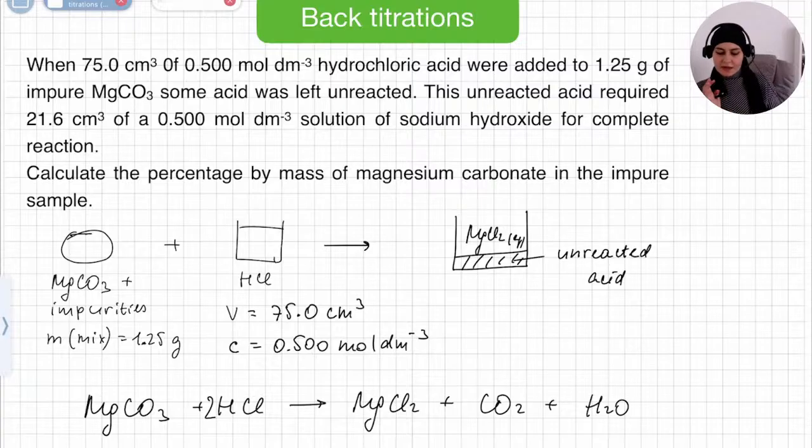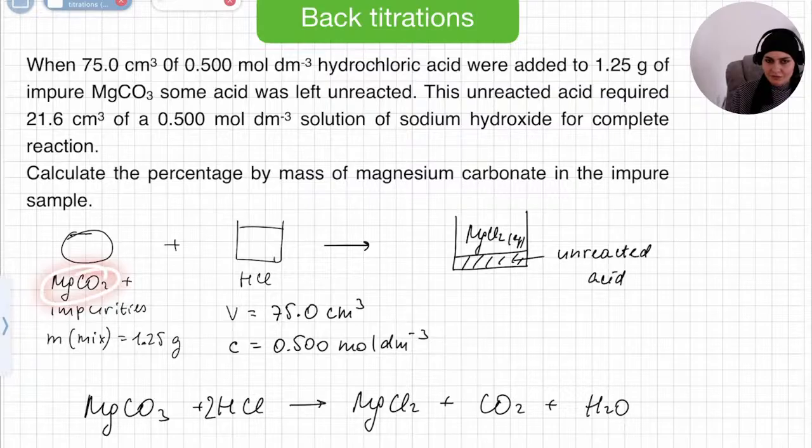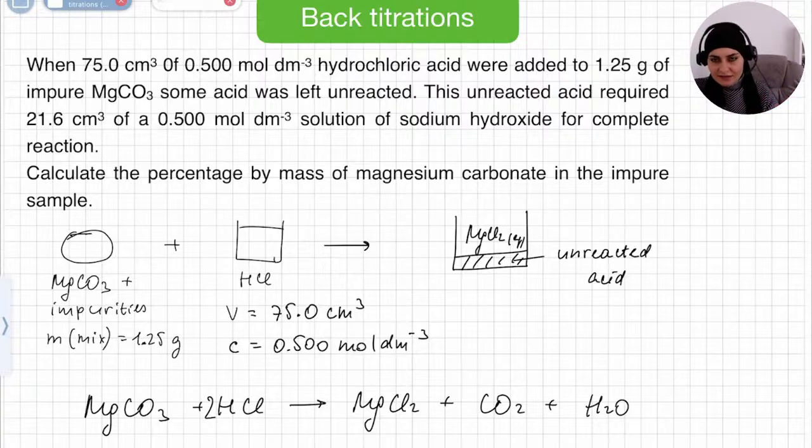right? And this is where we start the back titration. So you see what they did. They've taken some substance which was in the mixture or impure, for which you had to find the moles or concentration or percentage by mass. So you need to find something about MgCO3 in the mixture, and you cannot titrate it directly for some reason. Then what you can do is react it with excess of acid or with excess of some other substance, and then titrate that unreacted amount with NaOH to find how much was left over. You see where it's going, right?